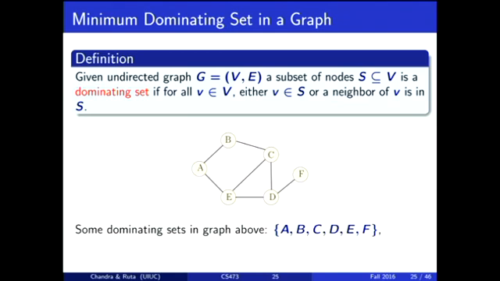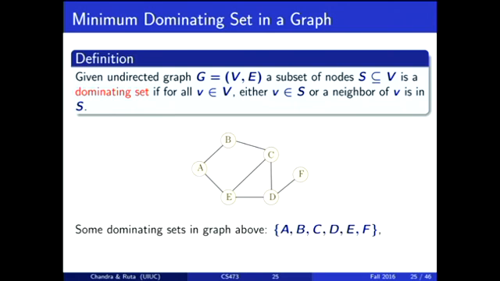Clearly, if you take all the vertices, it's a dominating set. That's by definition, because there is nothing to do. But you don't want a large dominating set, because that is not the point. If you take everybody, then it's not very useful. What you want to see is, can I find a small dominating set, so that I don't choose too many nodes, but they can still monitor everybody?